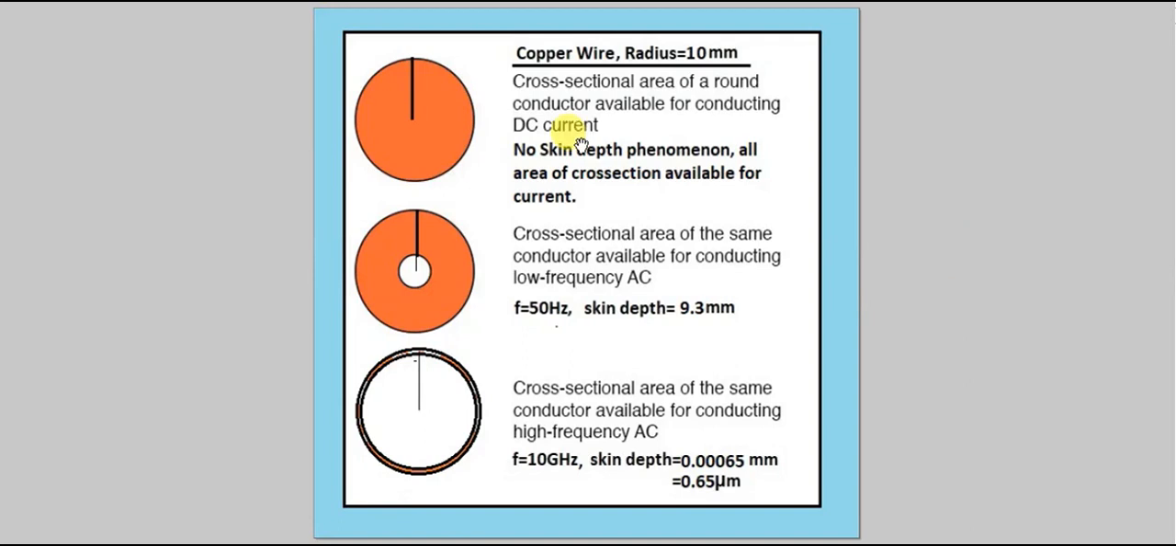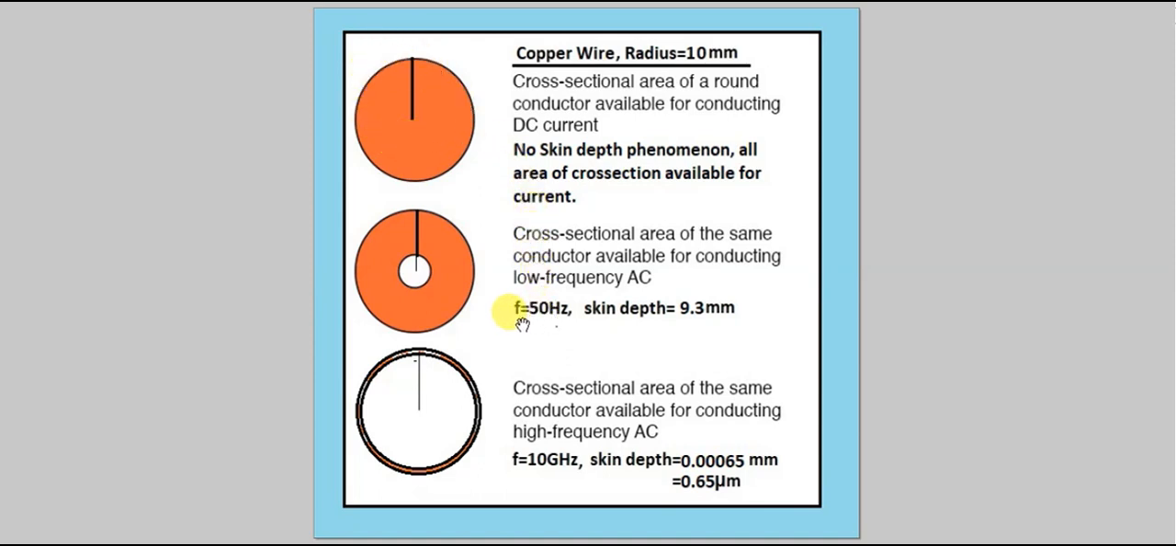Here is another illustration of skin effect and skin depth. Let us take a copper wire. This is a cylindrical copper wire whose cross section area is being shown, and it has a radius of 10 millimeter. For DC current, no skin effect or skin depth phenomenon is observed. All the area of cross section is available for the flow of current. The whole area is available.